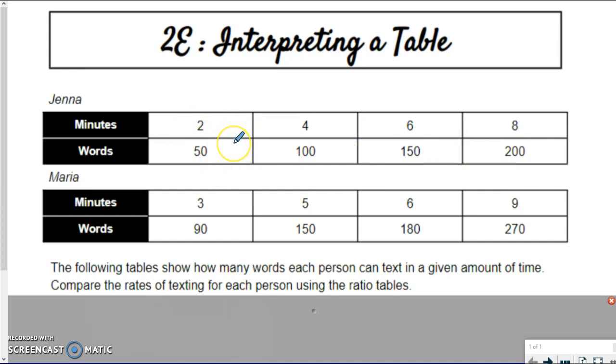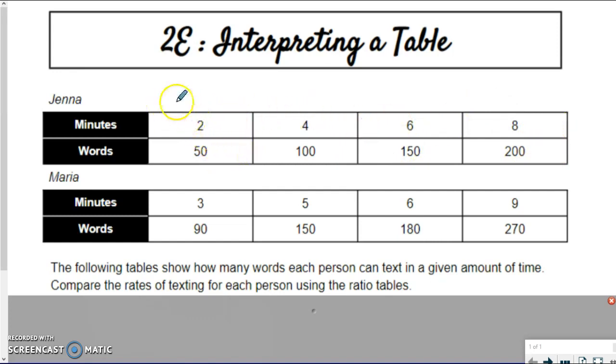Now, you might say, oh, well, she's texting 50 words a minute. Well, no, because that's based off of 2 minutes she's texting 50 words. So what I need to do is think, how do I get from 2 to 50? I'm doing times 25. If I check that for each one, 4 times 25 gives 100, 6 times 25 gives 150, and 8 times 25 gives us 200. So that's what we're multiplying the minutes by each time to get the words.